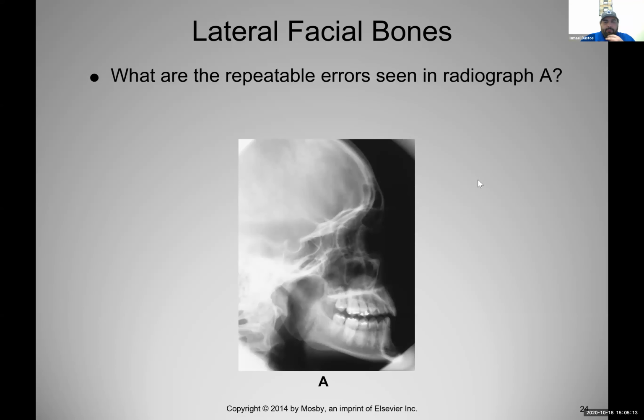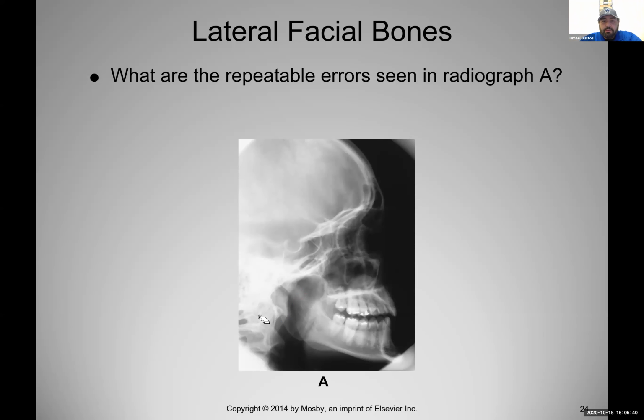All right, so again, what are the repeatable errors here? Well, what are the first things we check for when we look at the lateral? Again, we check for rotation and tilt, right? So let's look at rotation. So we'll look at the mandibular rami here, right? So you see one line there, and then you see one line back there. So there is some major rotation there, right? Big time anterior posterior separation. So we have rotation. Second one is no marker, right?